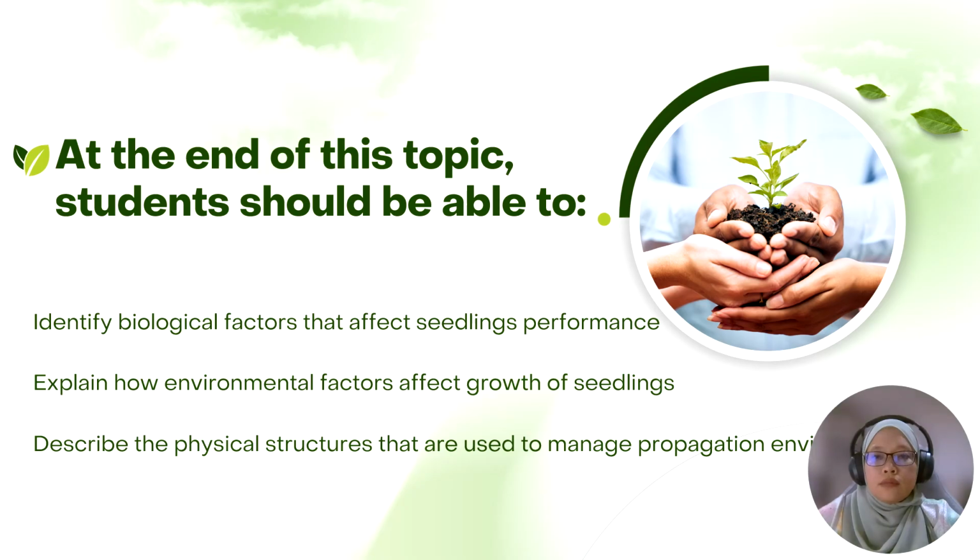condition. By the end of this topic, you should be able to identify the biological factor that impact seedlings. You must be able to explain how environmental factors affect the seedling growth and describe the physical structures used to manage the propagation environment. These outcomes are important for both understanding plant propagation and designing effective plant nurseries.